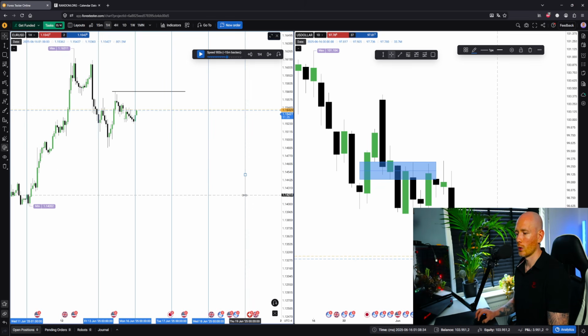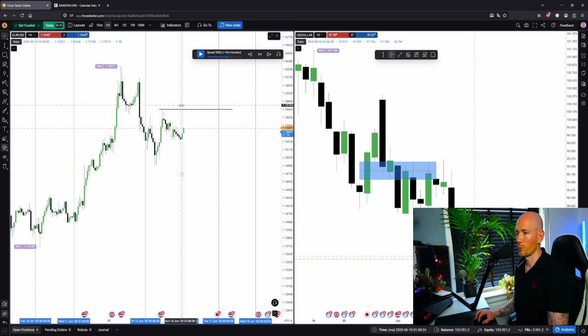I'm gonna do the same thing, right? We're looking for the same model every single time. Let's wait for this high to get run. See if we displace lower. If yes, then we can start to look for shorts. If not, we'll look for buys.